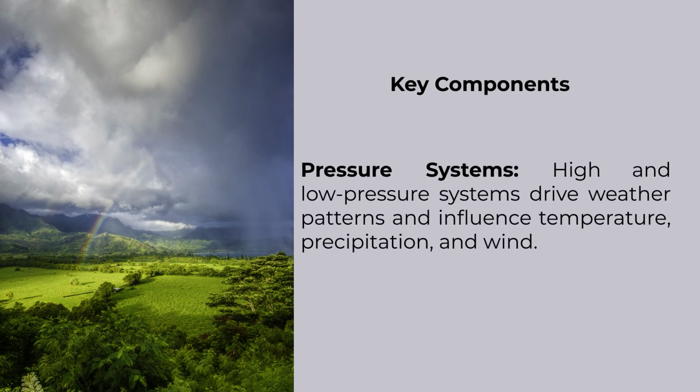Next is pressure systems. High or low pressure systems drive weather patterns and influence temperature, precipitation, wind. Like you might have seen in the monsoon season, the wind, precipitation and pressure system changes. In case of high and low pressure systems, the rainfall, the precipitation and the temperature range change.